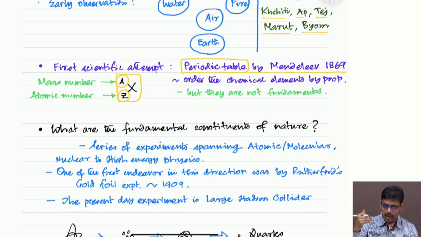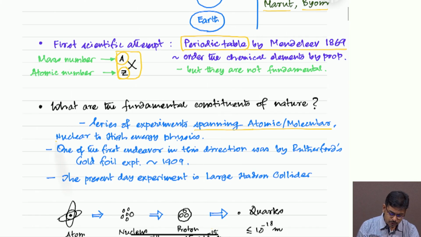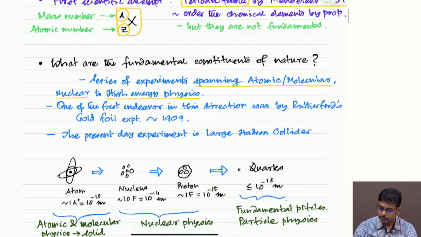Now, in order to reach the answer to this question, there was a series of experiments over a huge long period of time, which spans essentially from atomic, molecular to nuclear physics, and then to the present form of high energy physics. One of the first endeavors that I should mention about this was actually by Rutherford.